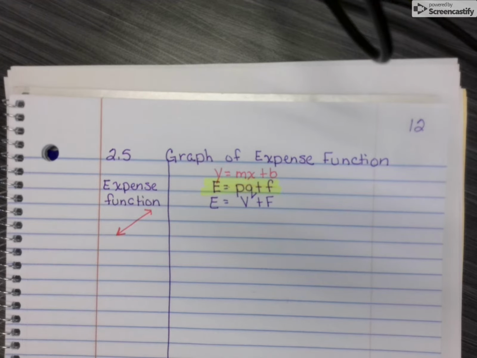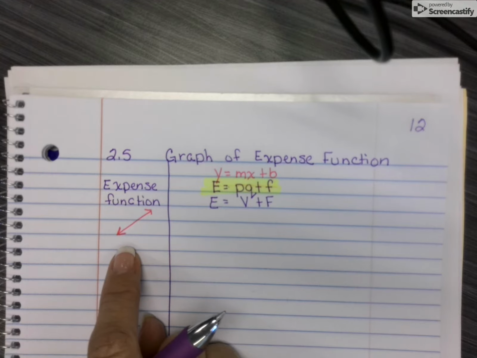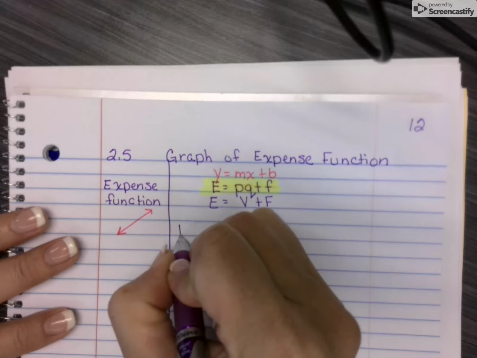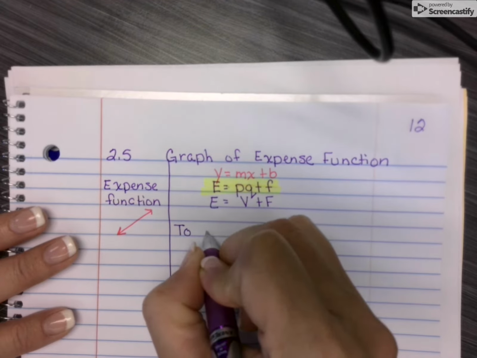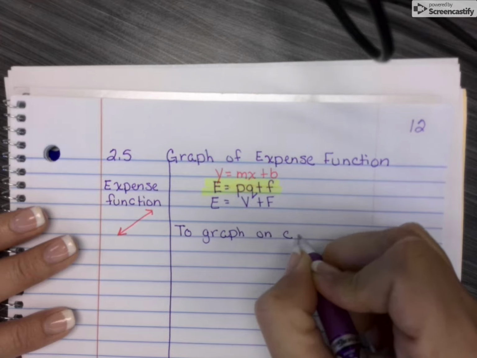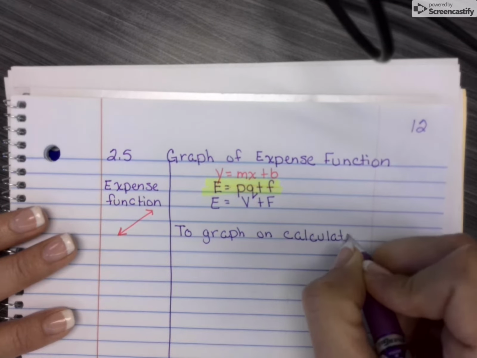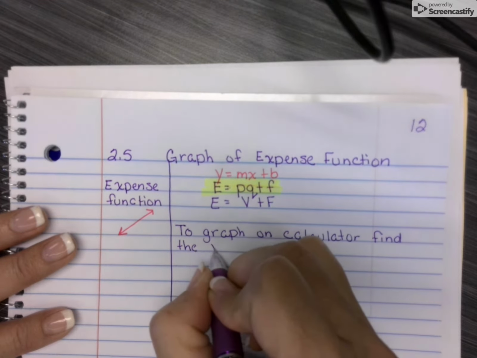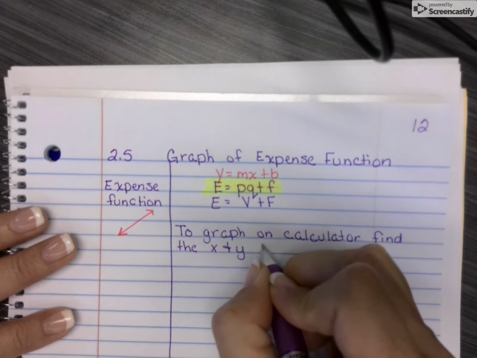Now, the reason why we are finding the intercepts is so that we can have the graphing calculator show the line on there so that we don't have to do as much work. If we can find the window, then we're able to graph it on the calculator. So to graph on the calculator, we need to find the X and Y intercepts.